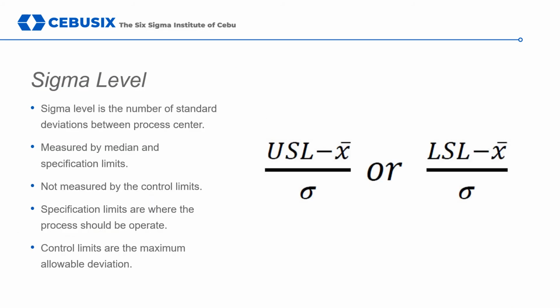The sigma level is the number of standard deviations between the current process center, as measured by the median, and the nearest specification limit, not the control limit. The equation for sigma level can be seen here, and you would choose the one which is closer to the median. For example, if a process has an upper specification limit of 5 and a lower specification limit of 3, a standard deviation of 2.5, and a median of 4.2, then you would calculate from the upper specification limit since the median is closer to the upper specification limit.